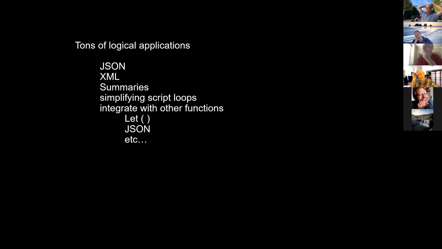So this new function, this script step, has a lot of applications. This is not an exclusive list, but I'm using it a lot with JSON. I'm using it, and I will show you an example of creating XML. You can use it for calculating summaries, for simplifying script loops in the sense that you're condensing them all to one line. You can remove an entire large loop in a script and shrink it down, so you can shrink the size of your scripts. And it integrates well with the let function, with JSON and other things. So it's not like this standalone thing. It plays well with all the other functions.